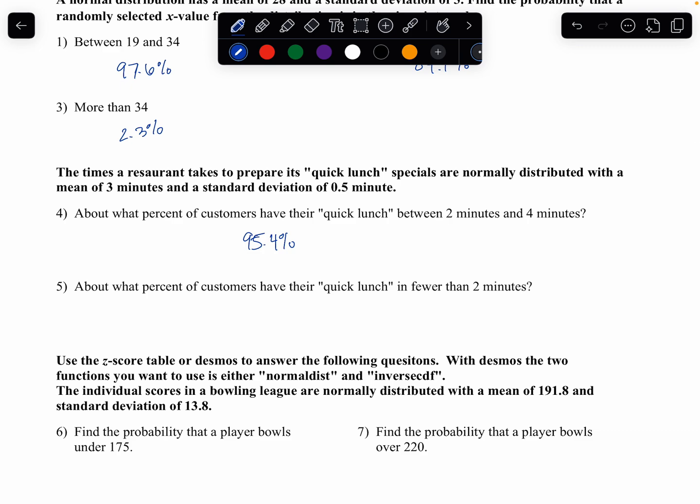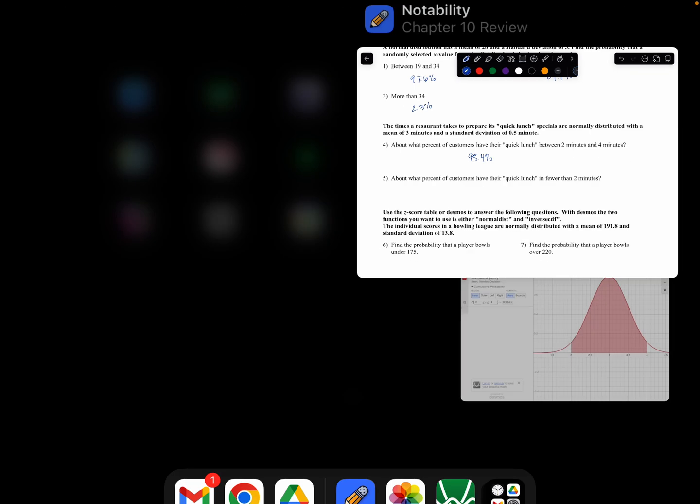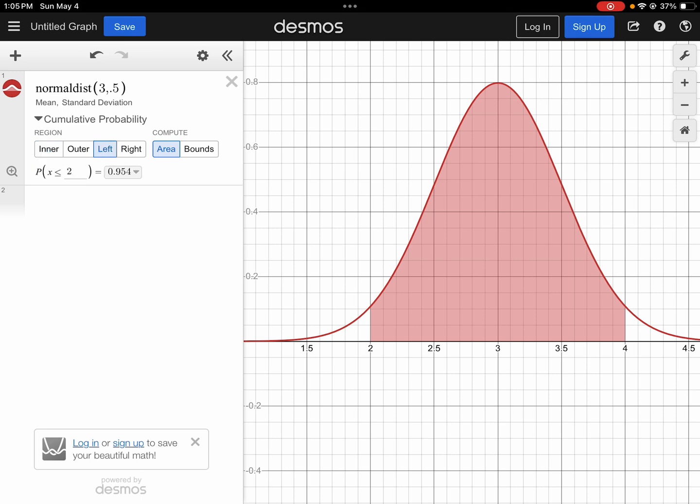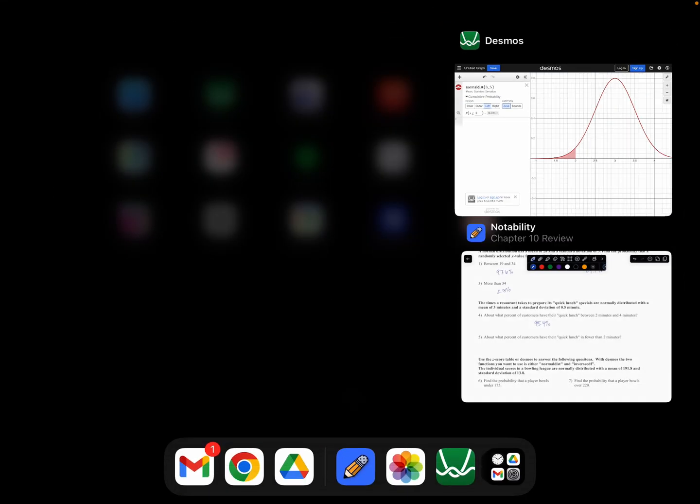About what percent of customers have their quick lunch in less than 2 minutes? We'll go here and do less than 2. It's already there. So less than 2 minutes, 2.3%.